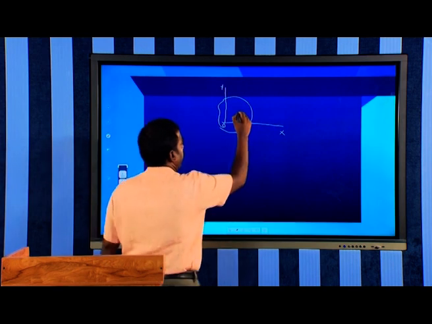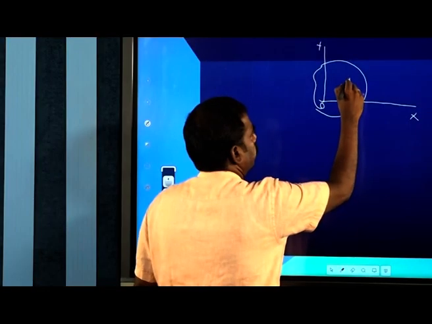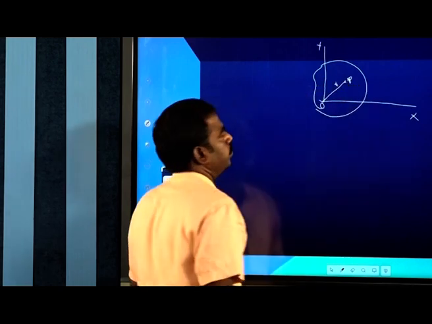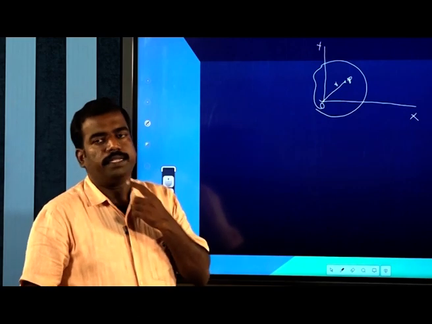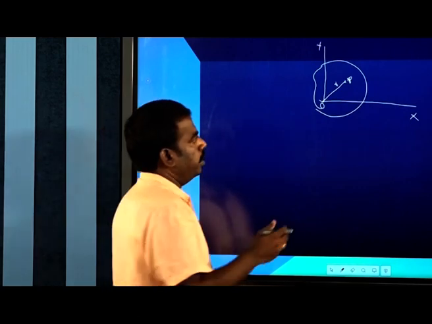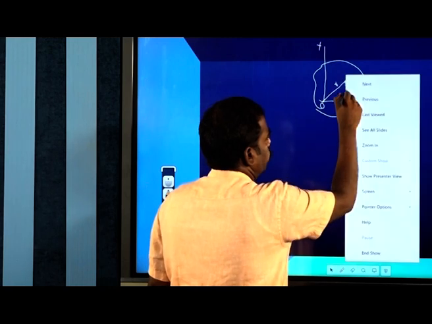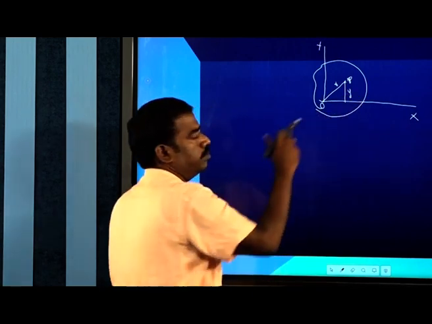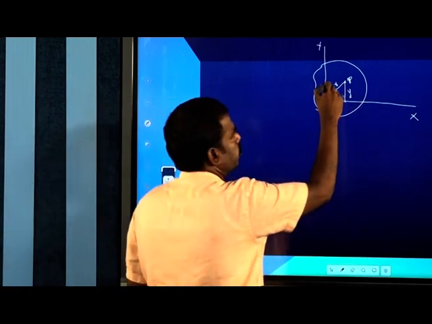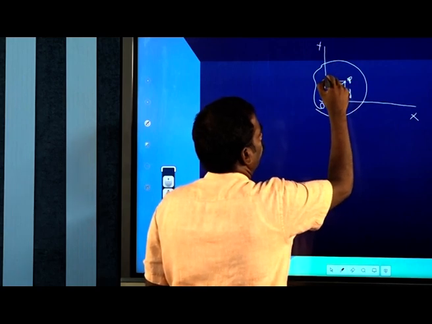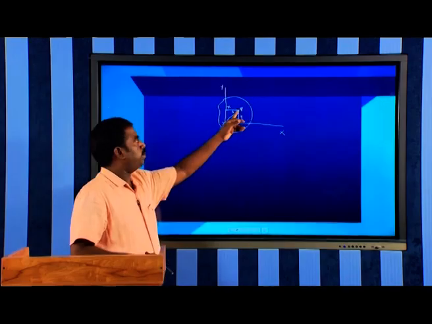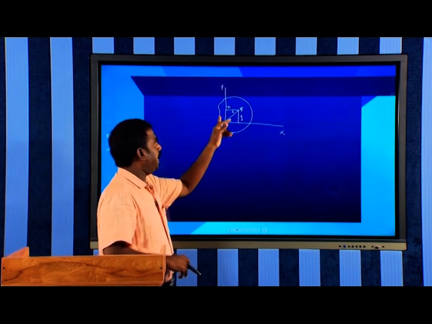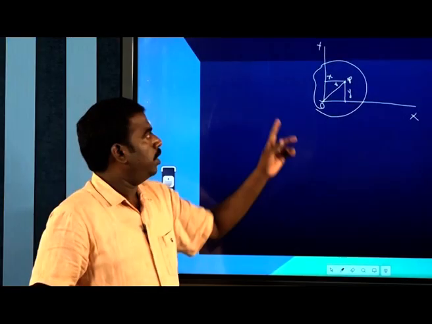I am considering a particle P which is at a distance of r from O. The particle is at a distance of y from Ox, and it is at a distance of x from Oy. So, this is the position of the particle: at a distance of r from O, y from Ox, and x from Oy.